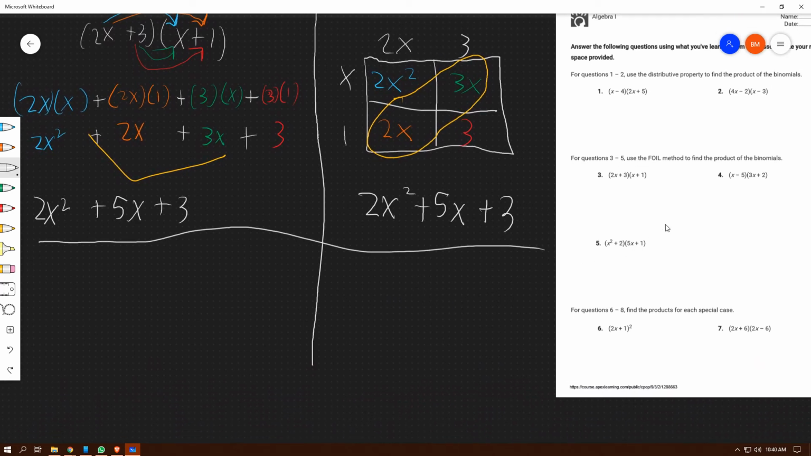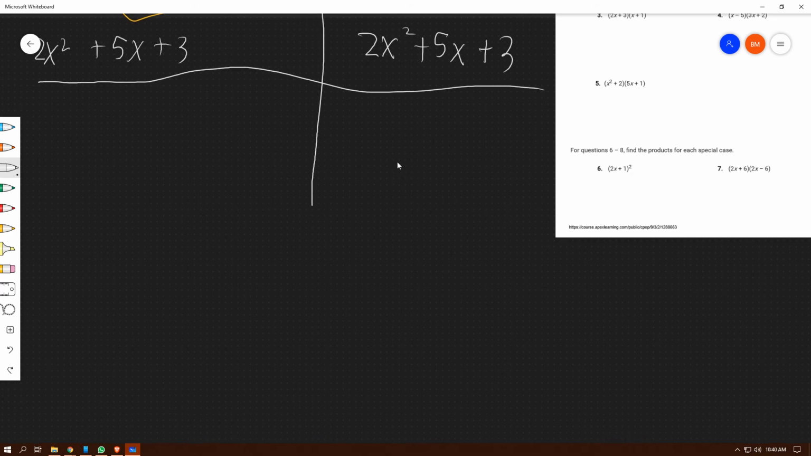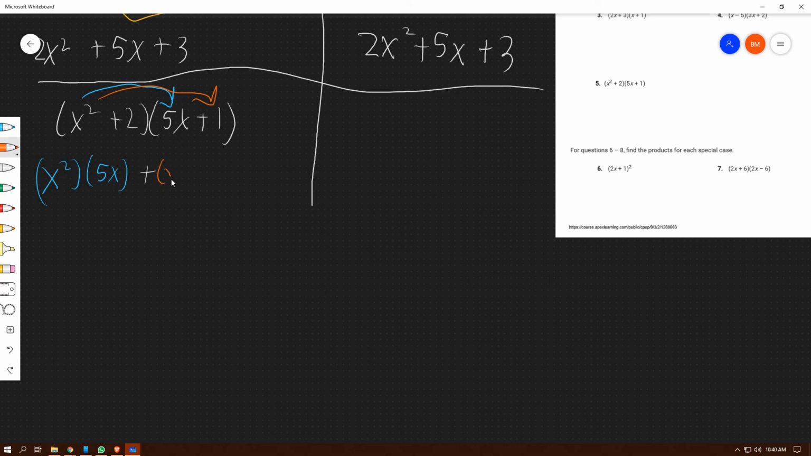All right, we'll do question 5. So we have x squared plus 2, 5x plus 1. And as always, if you have any questions, need more detail, just always ask. So first, outer, I definitely gonna need more than one row on this one.